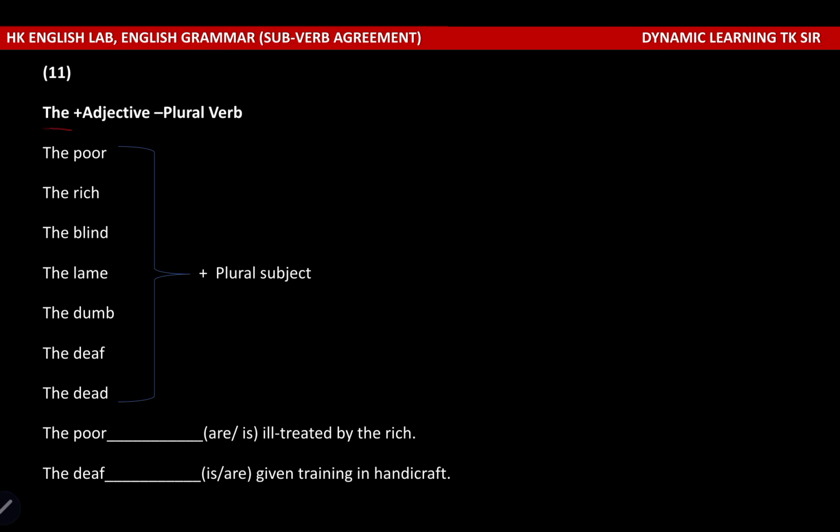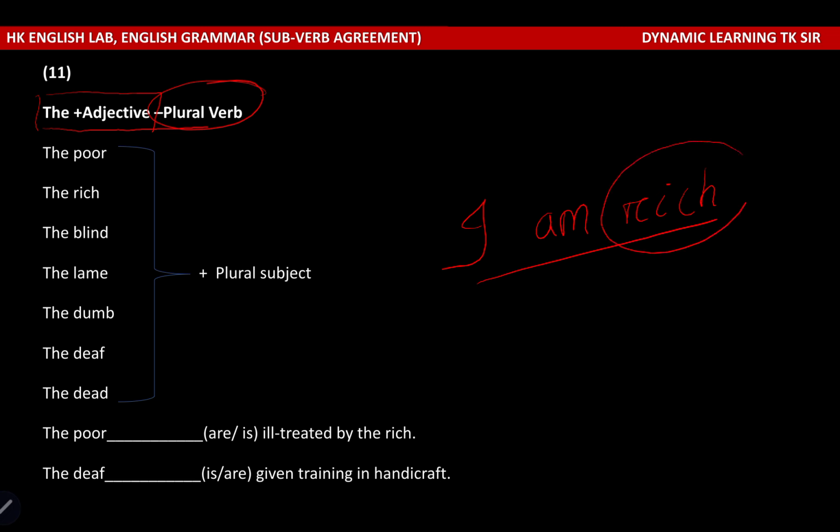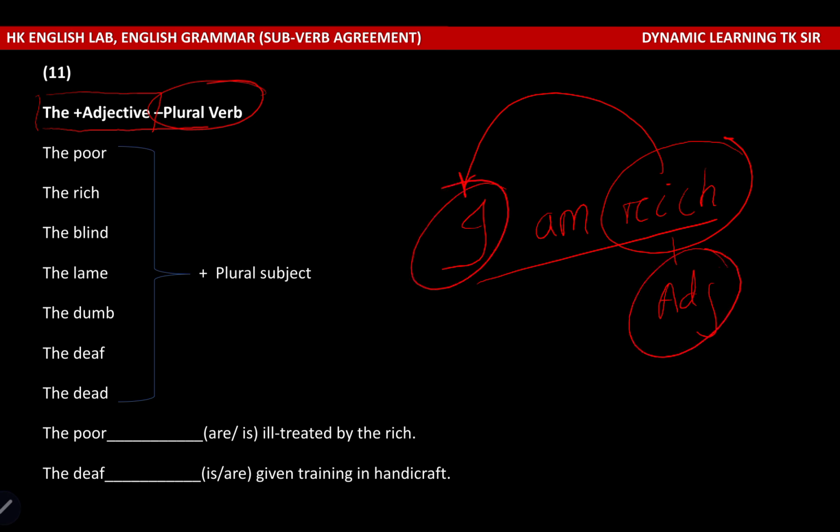Next, we'll discuss the adjective. Together, they make one plural unit and they always take the plural verb. For example, if I say, I am rich. Got it? I am rich. So, what is the function of rich? Which part of speech is it? Of course, adjective. Why is it an adjective? Because it tells more about the pronoun I. That's why it is the adjective.